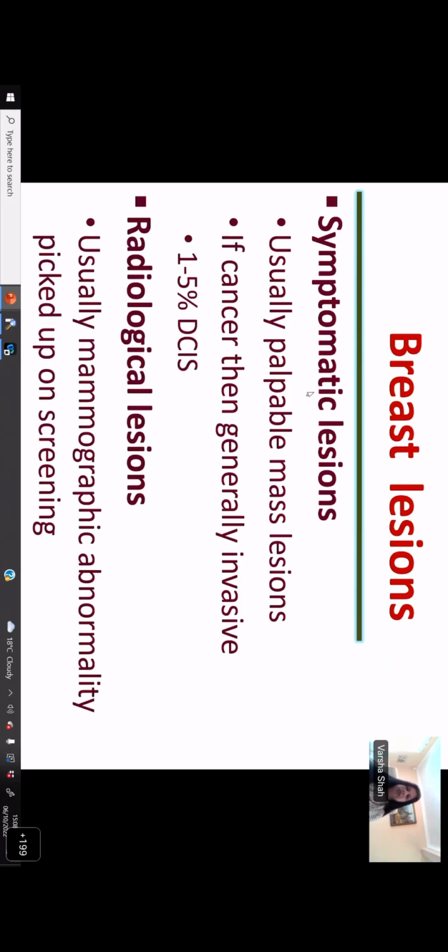There are symptomatic lesions, which are usually palpable mass lesions. So if it is cancer, most likely it's going to be invasive cancer. The CIS will be only 1 to 5%. Radiological lesions are the ones which are mammographically detected, and in the UK, because we have the breast screening program, most of them are picked up on mammography or MRI.